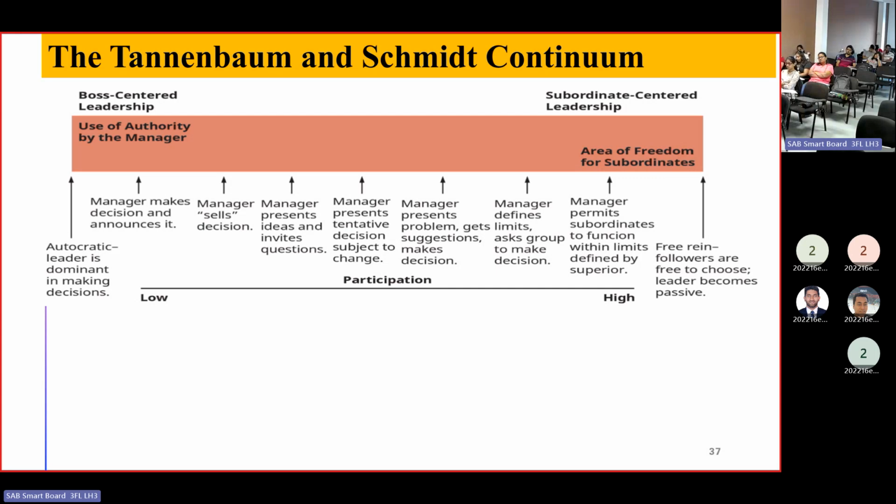Here you can see participation. So you will be an autocratic leader. When participation is high, you will have an area of freedom. The manager permits subordinates to function within limits, if I am the superior. So they allow people to grow with freedom. That will happen as you learn. You observe, you work with different types of people. You come for lectures, I am lecturing, other lecturers are different. So you learn. When you become a graduate, you will be different, right?